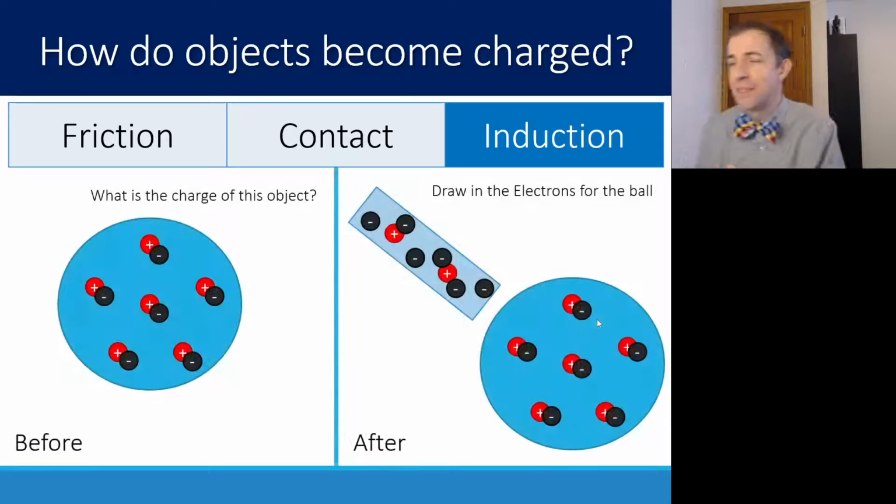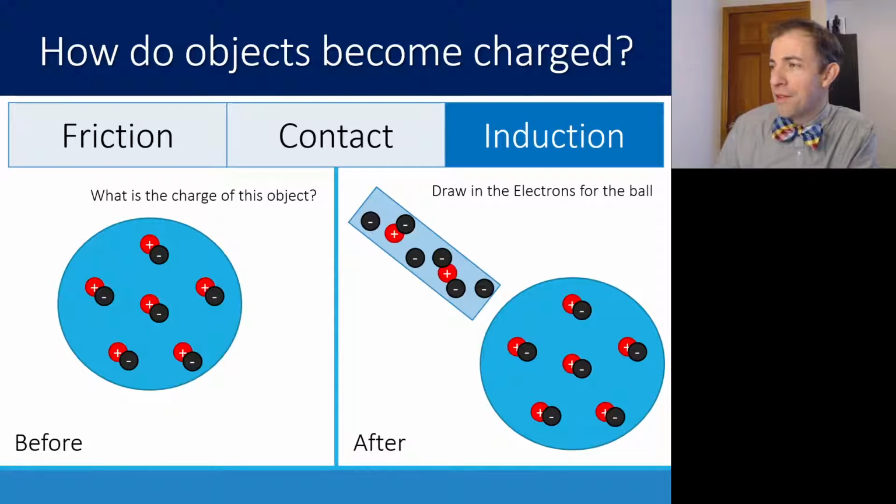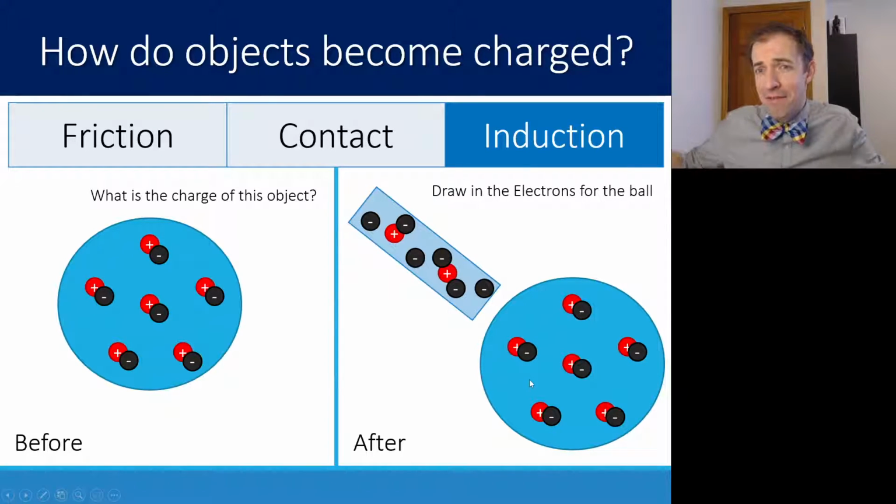We can see this in a similar example to what we looked at for contact. Here we have a charge on this object that's neutral. There's no charge at all, the same number of protons as electrons. If I bring a really charged object like this negative rectangle close to that circle, the circle is still going to have the same number of protons and electrons. They're not going to get off of that system.